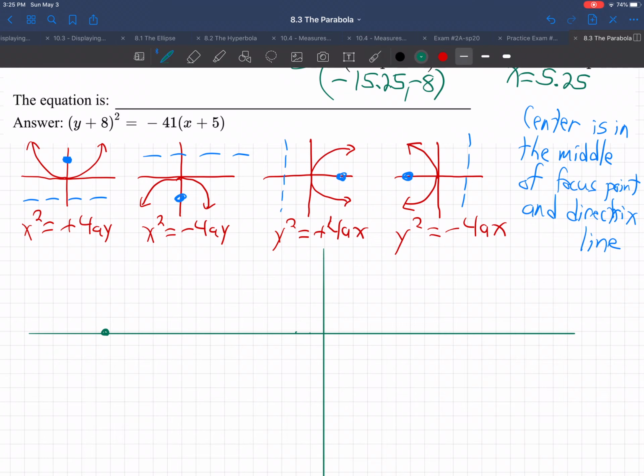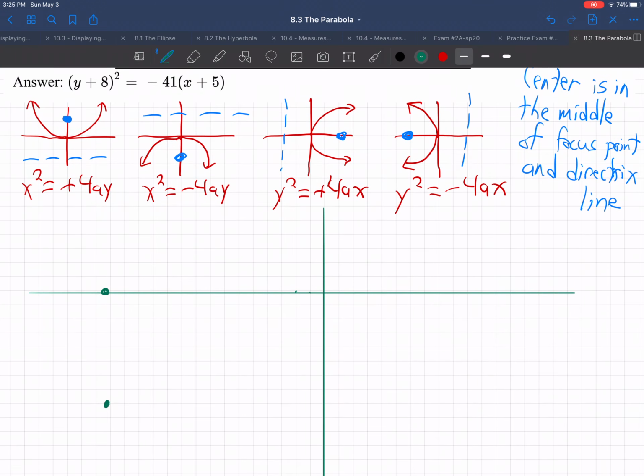Oh, but it's down 8. So down 1, 2, 3, 4, 5, 6, 7, 8. About right there. So there's the focus point. Back 15.25. So this line right here would be back 15. This line here is down 8. Back 15.25, down 8. Oops. Kind of messed that up a little bit. There is the focus point.